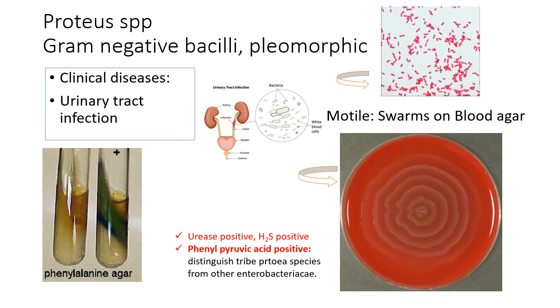Also, the most important characteristic of Proteus is that it is positive for the phenylpyruvic acid test. As you can see from this picture here, among the others it's one of the most important tests because it distinguishes this tribe Proteae from the other Enterobacteriaceae. So if you are suspicious because other bacteria are urease positive or H2S positive, PPA, or phenylpyruvic acid, can give us the correct conclusion that this is a Proteus species.